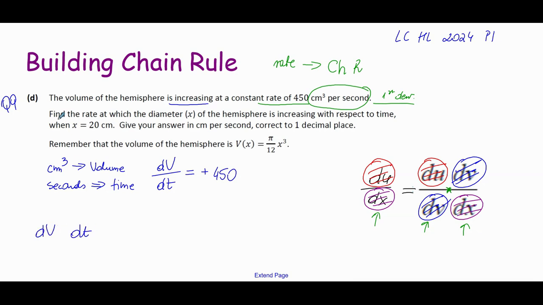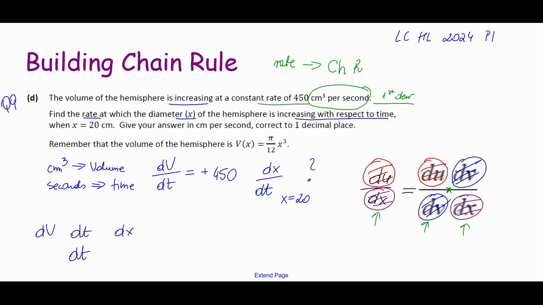Then the next thing they are telling us is to find the rate. So this is the second rate to find. What kind of derivative? The diameter, meaning x of the hemisphere, is increasing with respect to time. So here I am looking for the derivative of x and time. Like I'm telling you always, time will be always like x. And I'm looking for that derivative at a specific value, when x is 20. So that's what I'm looking for. Then I have another two elements: I have the dx and I have the second dt.